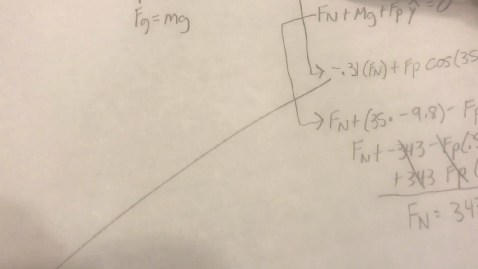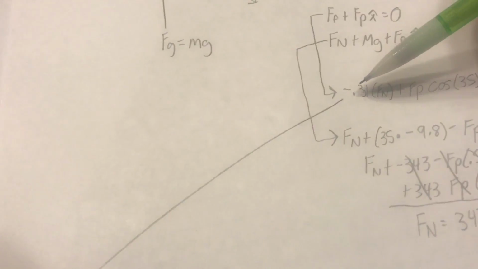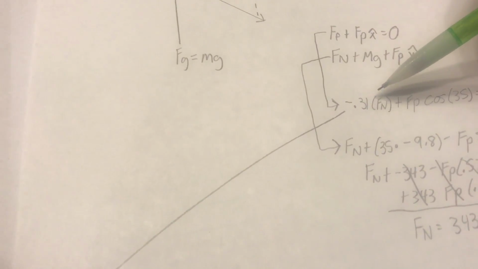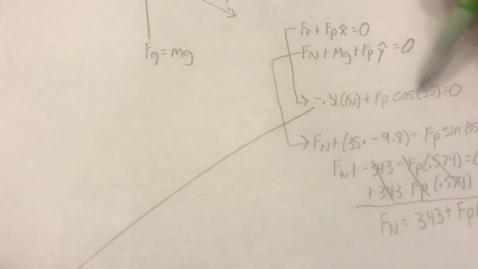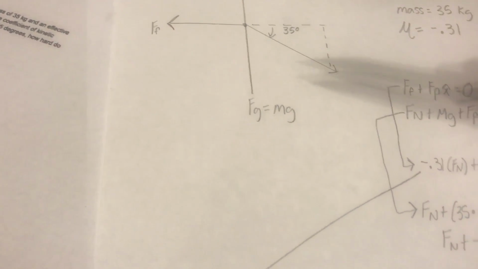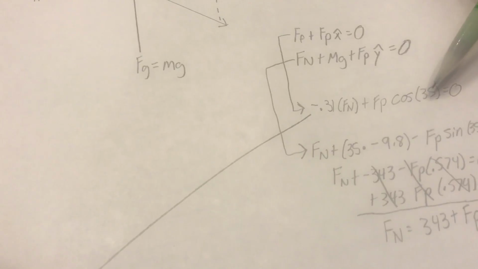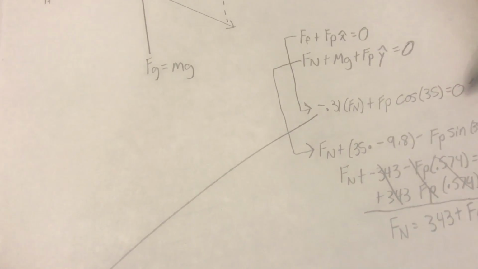So I took my x equation and I plugged in what I knew, which is negative 0.31. Left F_n alone plus F_P. I did cosine and put in 35 degrees equals 0.